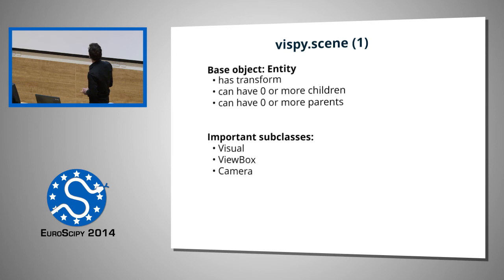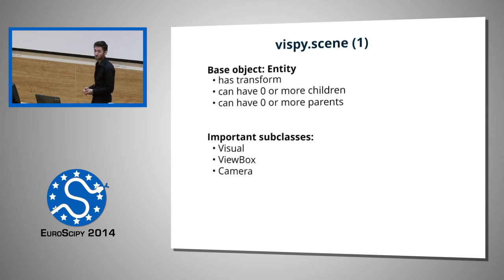Some important subclasses that you should know about is the visual. We basically just covered that. The visual is basically an entity that knows how to draw itself. So it has a draw method, and then it does some Gloo, some OpenGL stuff, and then it will appear on the screen. The visuals are designed so you can use them in a scene graph, but you can also use them without a scene graph. Basically, you create a visual without giving it any parents or children, and then you have a more basic, more raw way of working with it.